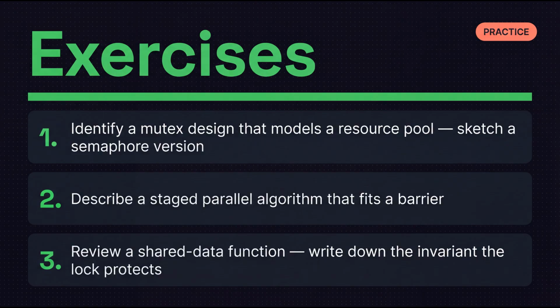Second, describe a staged parallel algorithm, like a simulation with setup, compute, and gather phases, that would naturally fit a barrier. Third, pick one function that accesses shared data under a lock. Write down, in one sentence, the exact invariant that lock protects. If you can't name it, the design likely has a bug.